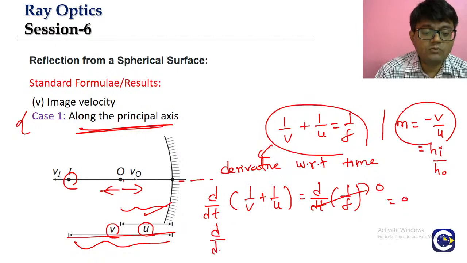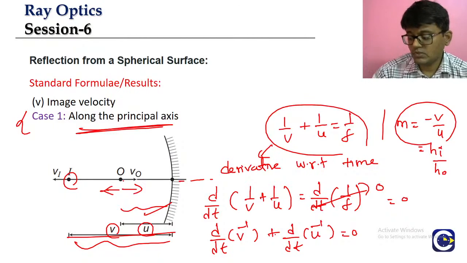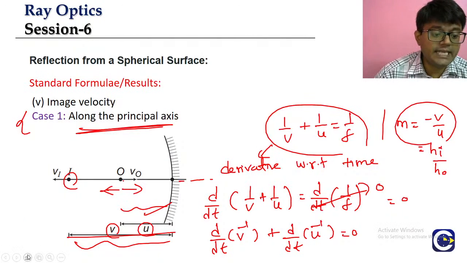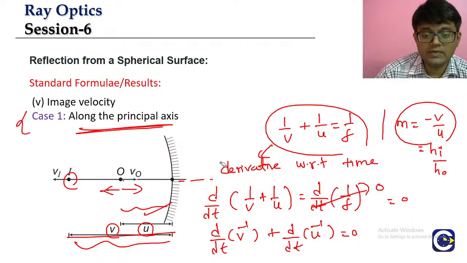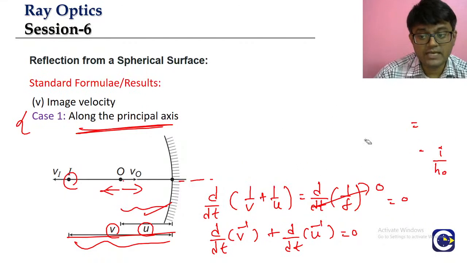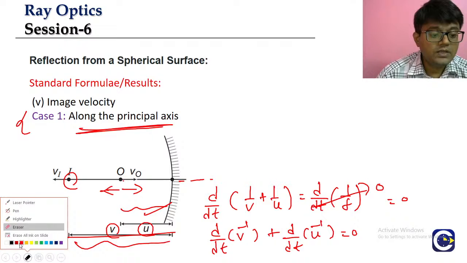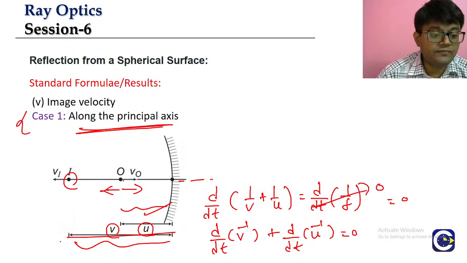It is the derivative of v power minus 1 plus the derivative of u power minus 1. The total value is 0. Okay, so what are we doing? We are simply taking the mirror equation and taking the derivative of that with respect to time. From there, we are going to get the relation between the rate of change of u value and the rate of change of v value.